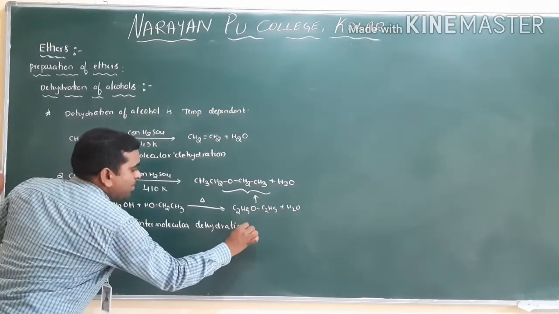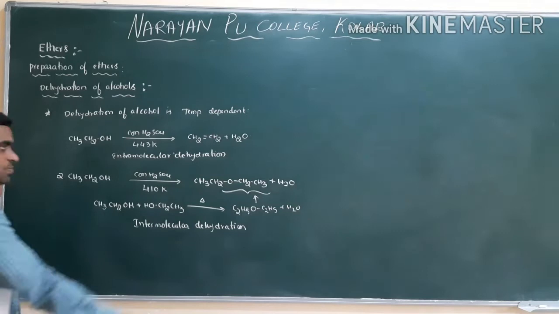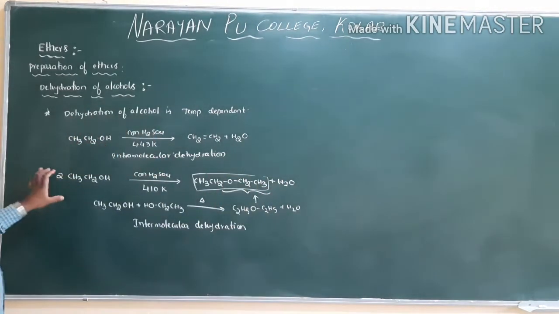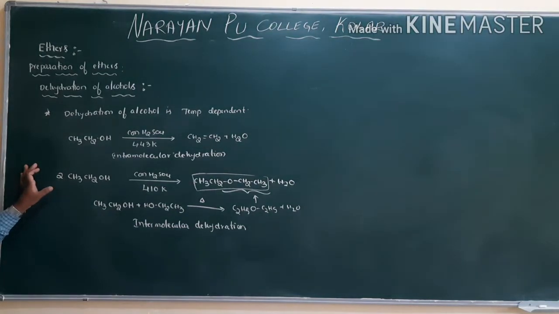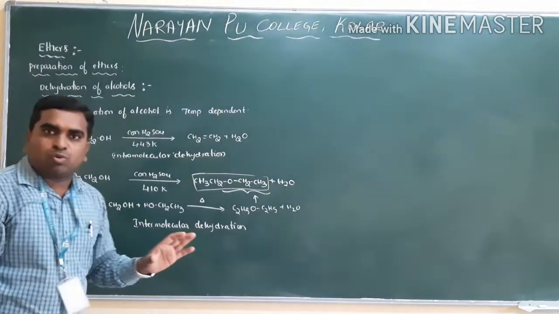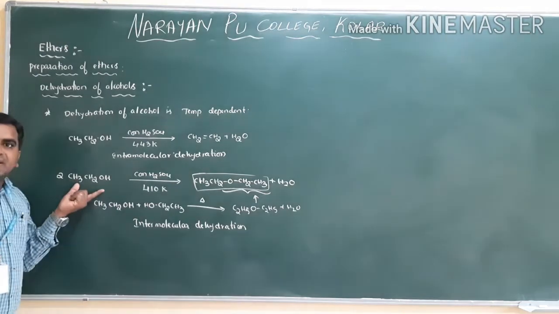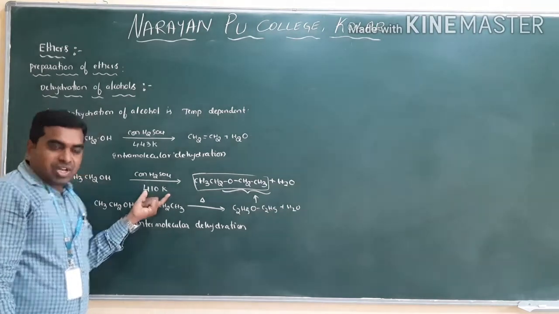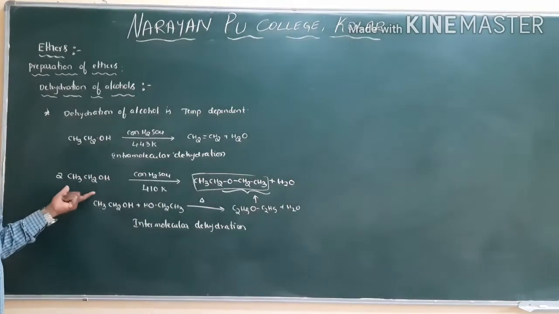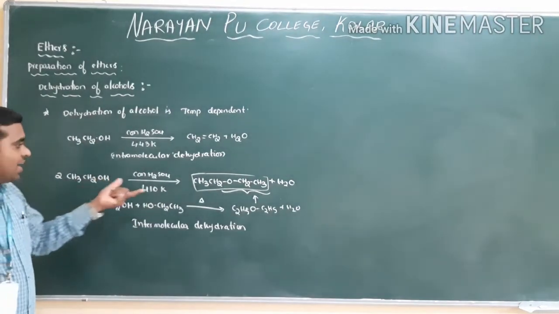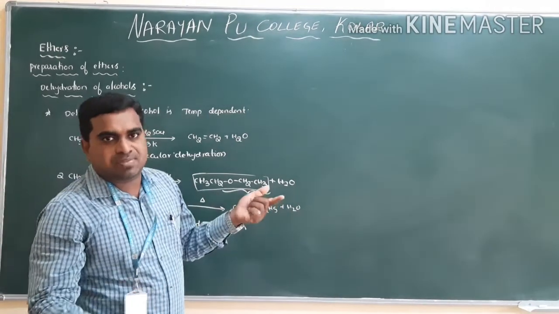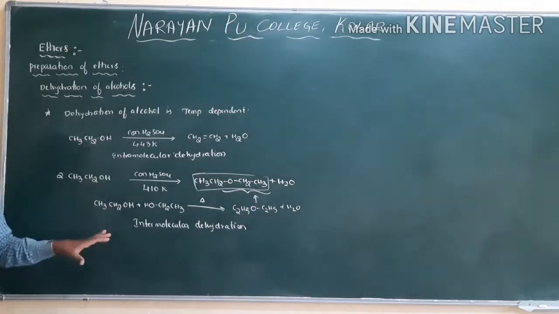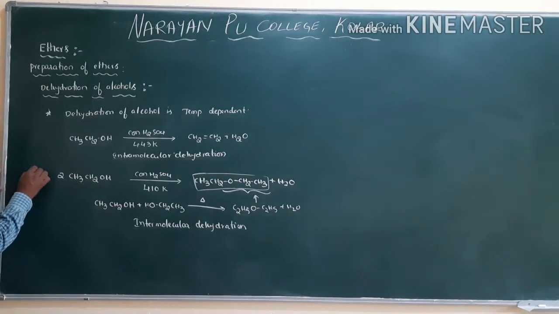Whenever intermolecular dehydration takes place, ethers are the product, and this is the preparation of ethers. A very important point you have to remember: you mainly take primary alcohols here, and you have to maintain the low temperature. If you take a secondary alcohol, there is a chance of formation of some other products, as dehydration may take place. Clear? I will discuss that. And this is the main preparation.